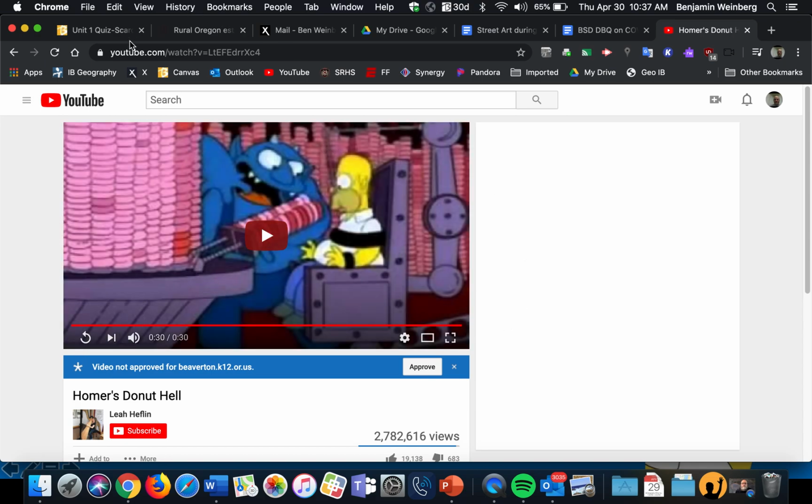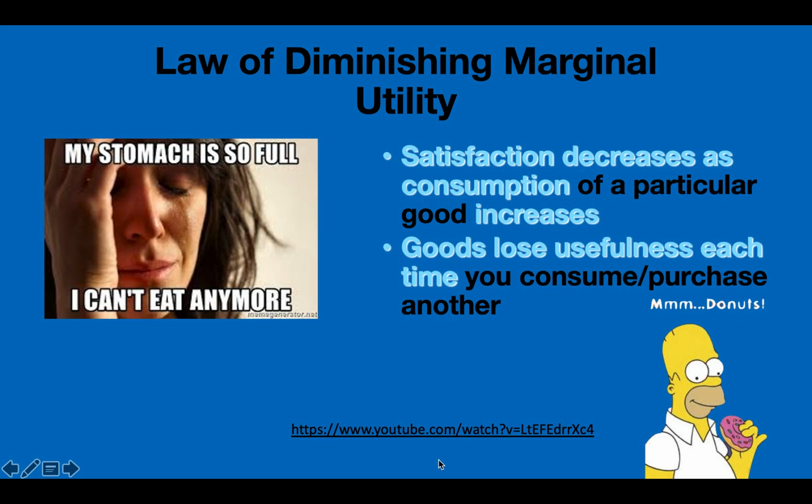All right, so as we can see here, Homer does not respond to the law of diminishing marginal utility, because even after he ate that first donut, they kept tasting just as delicious for him. For most people, though, that is not the case. So, what does this all mean?